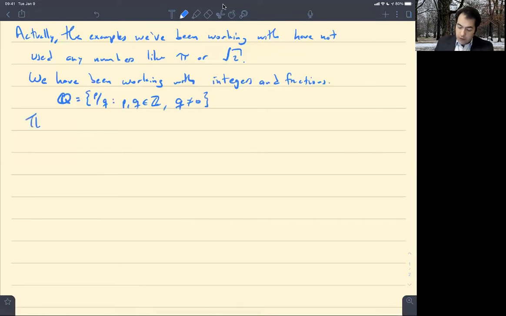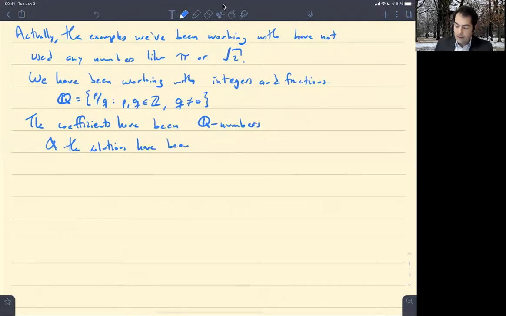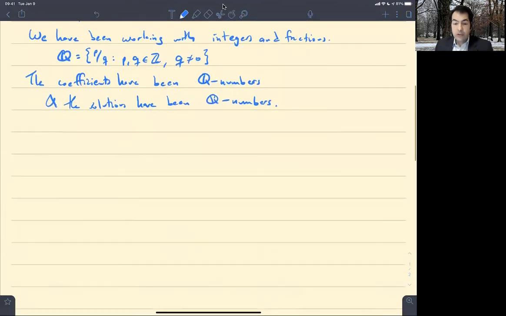So far, the coefficients have been rational numbers, and the solutions have been rational numbers. Okay, and so the interesting thing to notice is that if the first thing is true, then the second one has to be true. Right, so this is bound to happen.